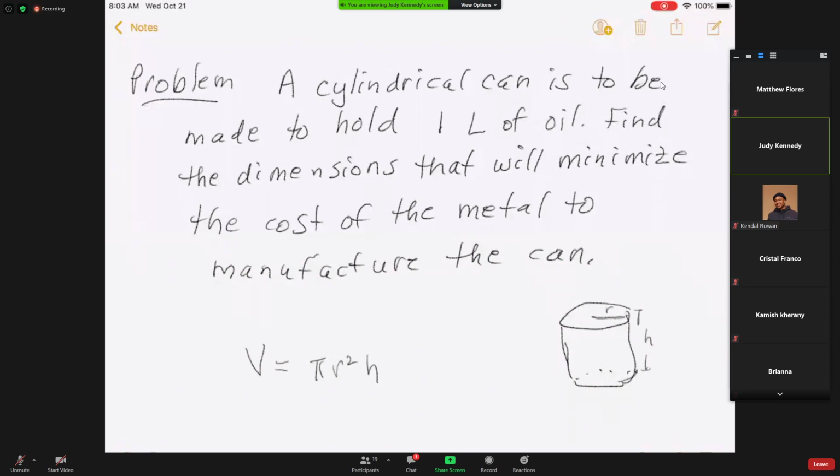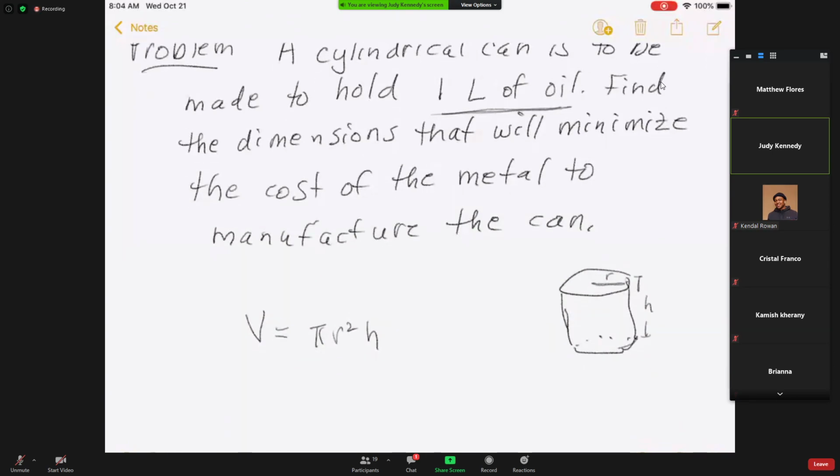Now volume, that's fixed in this problem because we want the volume to be 1 liter. So 1 is pi r squared h. We're not finding the volume. The volume's given. But that does give us a relationship between r and h. That says that h is 1 over pi r squared. And I'm going to need to not have 2 variables. So that's going to allow me to write h in terms of r and not have to deal with h.